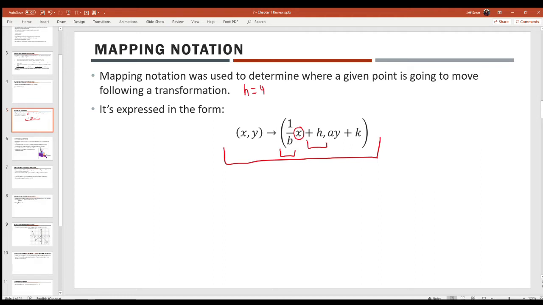Since when you go right 4 in the x direction, if you're moving something, you're actually making your x value bigger. So if you had something at x equals 2, and you're moving it right 4 units, it's going to end up at 6, right? So you'd be adding 4 to it. The y values behave a little bit more how you would expect them to. The a value, which is your vertical stretch, is what's multiplying your y value, and then you're adding your k value to it.